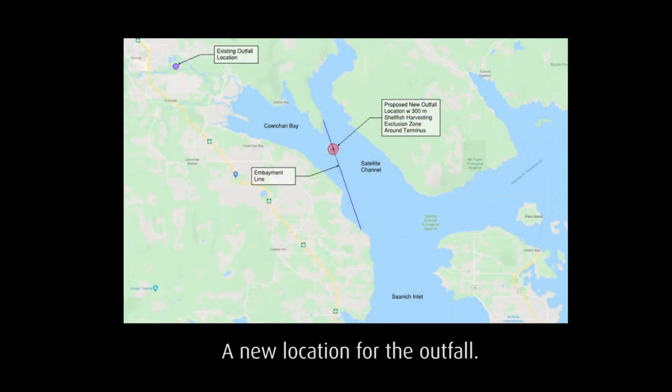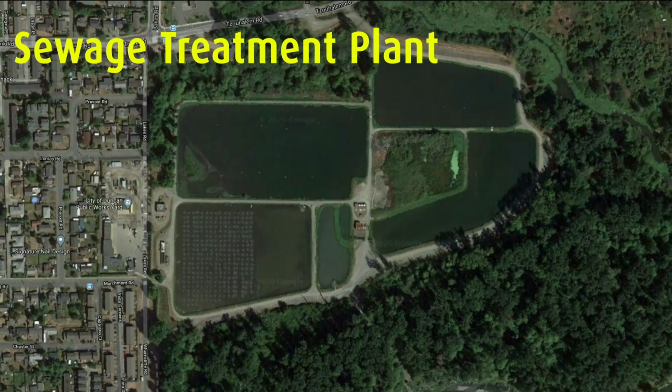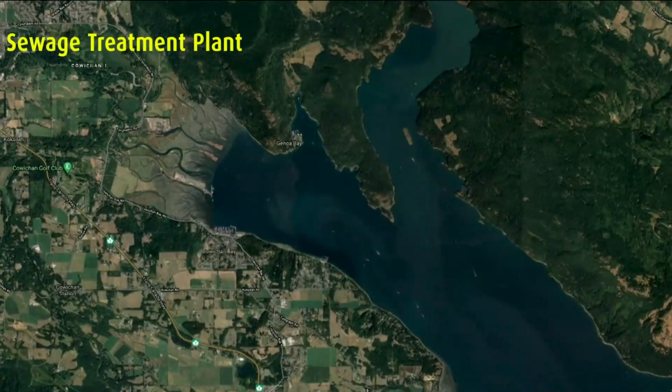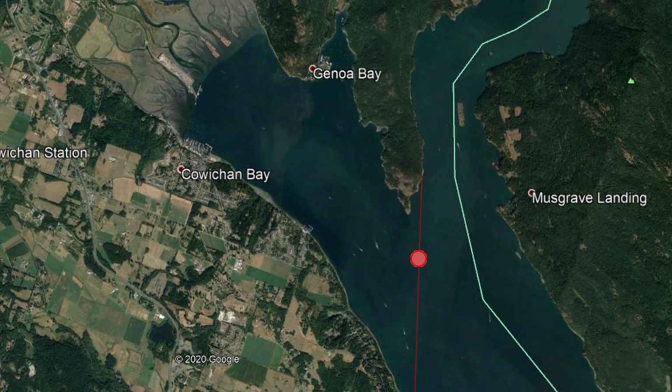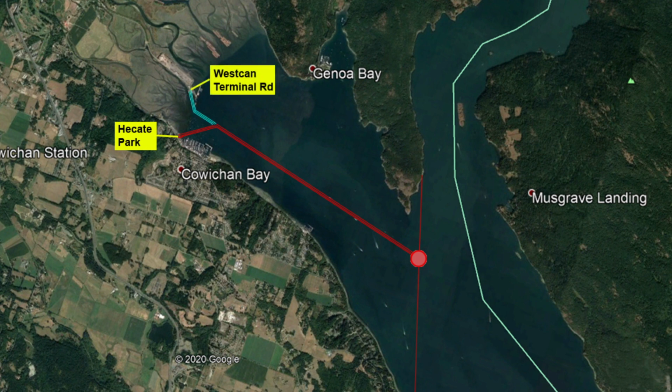A new location for the outfall, at the edge of Cowichan Bay and just south of Separation Point, has been proposed based on further research, consideration of Indigenous knowledge, and ongoing consultation with local First Nations. Now, the challenge is to determine the best route for the pipe from the treatment plant to the outfall. In the marine environment, the pipeline will likely rest on the seabed. There are 4 possible marine access routes under consideration: from Hecate Park Boat Launch, along Westcam Terminal Road, from Sutherland Drive near the marina, or from Seaside Road.